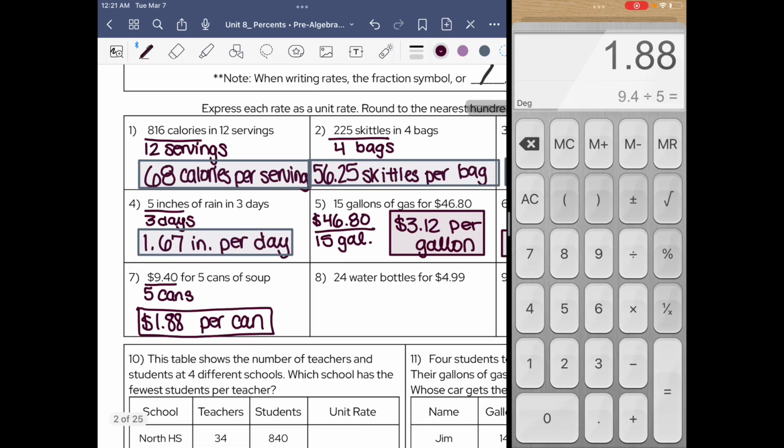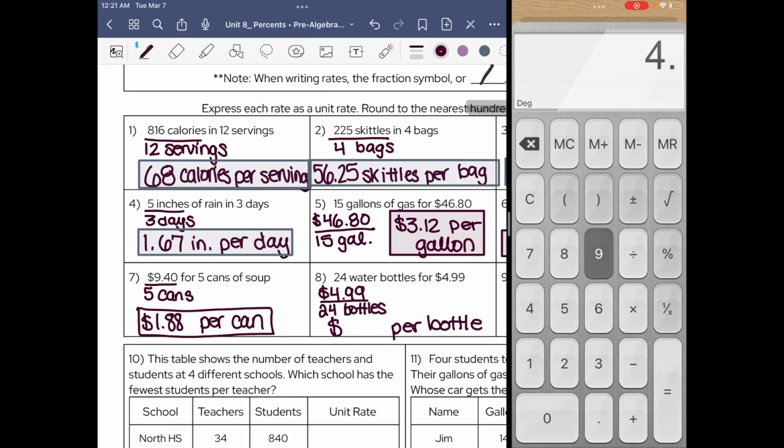But watch out, because number 8's just like number 5. It says 24 water bottles for $4.99. The money needs to go on top, and the water bottles need to go on bottom. And I'm just going to put 24 bottles, because you want to find out the cost per water bottle. So you just divide it. 4.99 divided by 24.